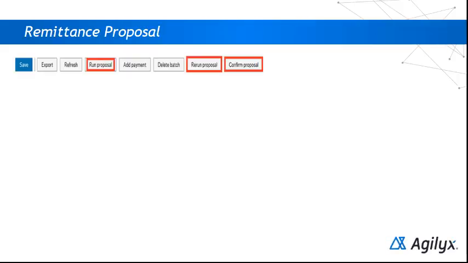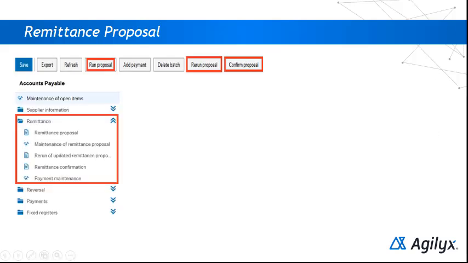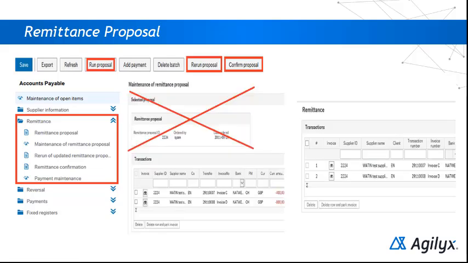You can now run the confirmation process from that window directly from the proposal screen, as well as rerun proposals and also confirmation. All actions have been added as buttons instead of positions in the menu, as they would traditionally have been done. And also any unnecessary sections have been removed from the screen.